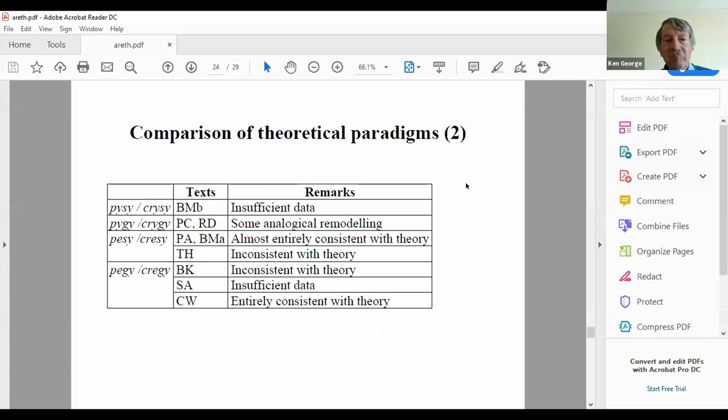So if we now compare these four forms, we find that there's insufficient data for Pizzy and Krizzy, some analogical remodeling for Pidgey and Krizzy. Pizzy and Krizzy is almost entirely consistent with theory for two texts, but for Tregear, no.